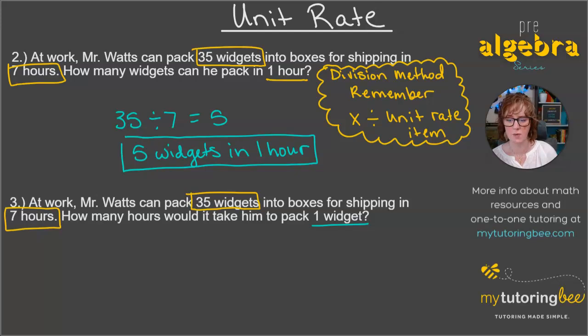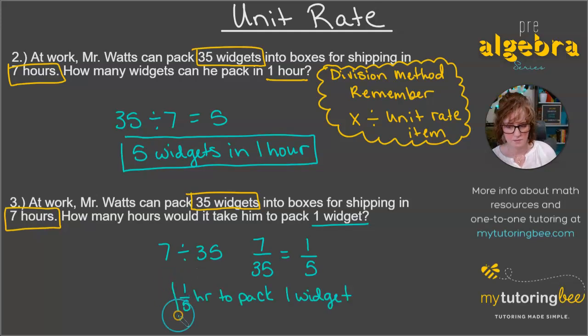So let's set up our problem. 7 divided by 35. Since 7 is a smaller number than 35, I'm going to go ahead and write this as a fraction, 7 over 35. We could go ahead and divide this and find a decimal if you wanted to. I'm going to go for a fraction with this one. This can be simplified. Both can be divided by 7 evenly. So we get 1 over 5, meaning that it would take him 1/5 of an hour to pack 1 widget.